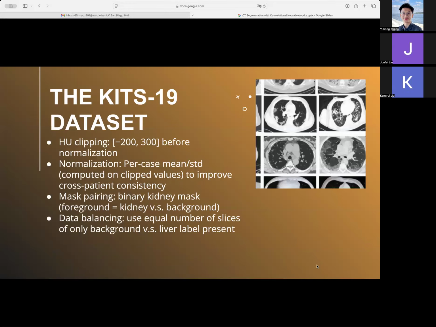So we performed some data pre-processing with HU clipping, clipped at -200 and 300 before normalization. And we also perform normalization to ensure per case consistency by calculating the mean and standard deviation. And since we define our problem to be a 2D kidney segmentation, and the original dataset was a multi-label dataset, we pair only the kidney mask and the background as our mask pairing.